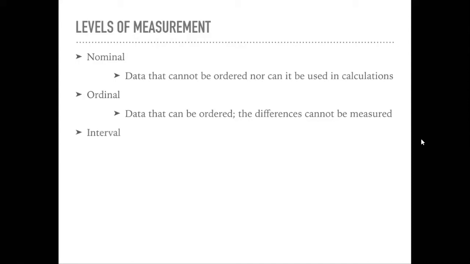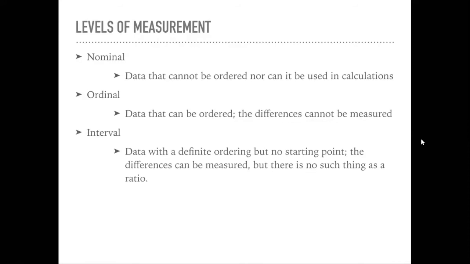Next is interval. Interval is going to be our first example here in our levels of measurement of our quantitative data. So interval is data with a definite ordering, but there's no starting point, meaning there's no such thing as zero. Zero doesn't mean nothing. The differences can be measured, but there's no such thing as a ratio. So when we think about interval, there's really just a very small set of things that can fall into the interval category. So here we're thinking of things like temperature, because 0 degrees Fahrenheit does not mean that there is no temperature. It means it's cold, right?